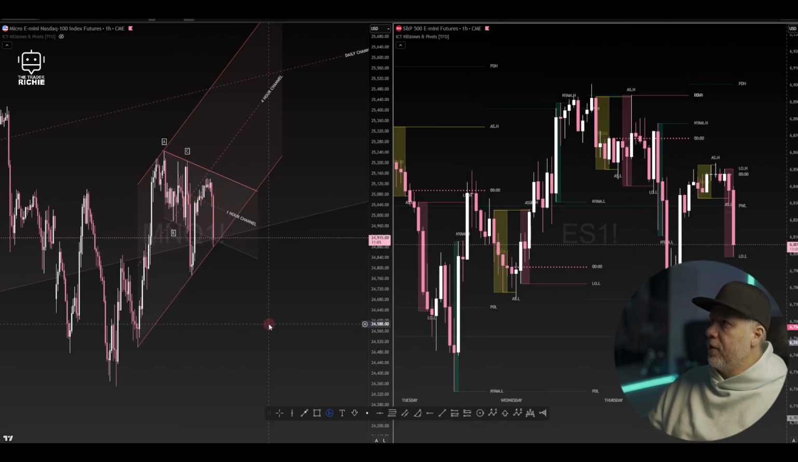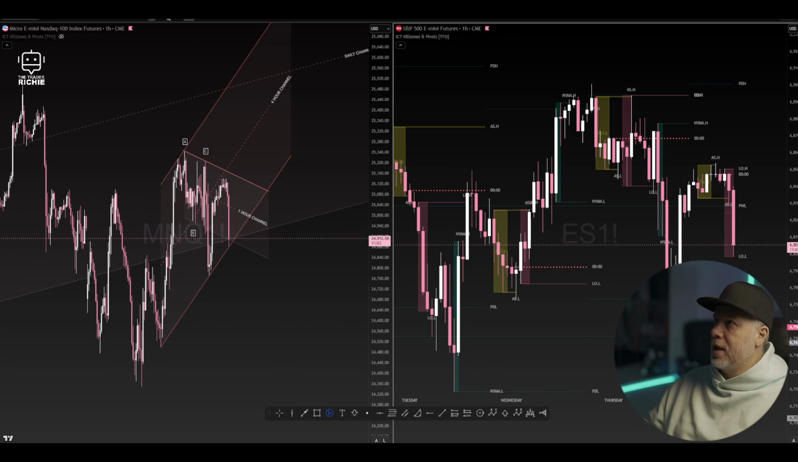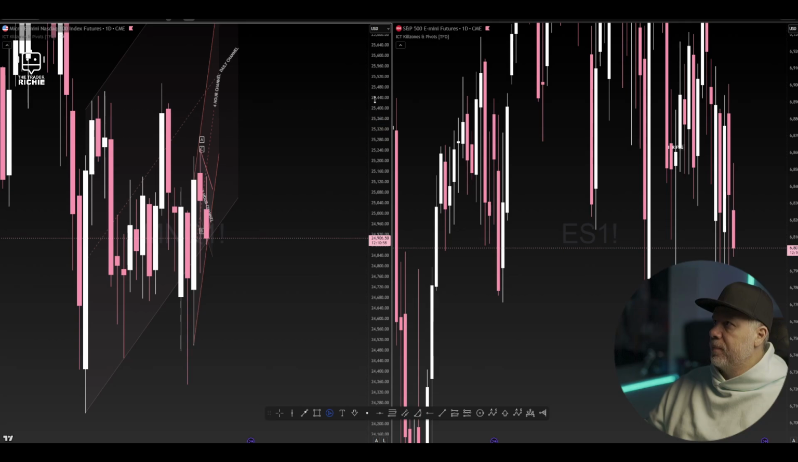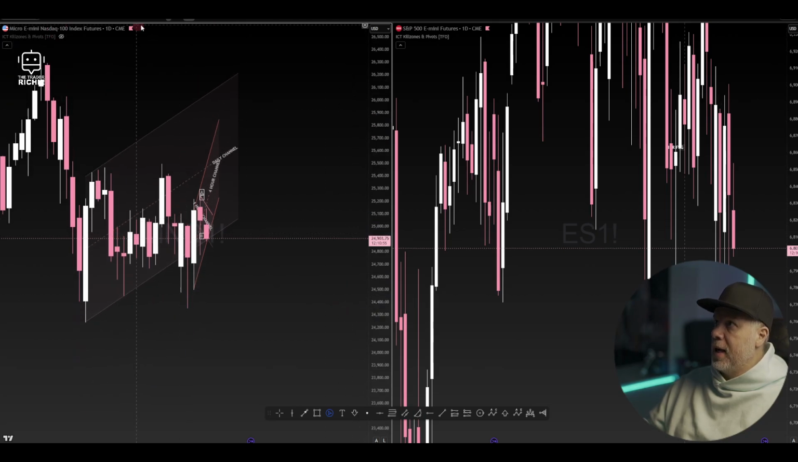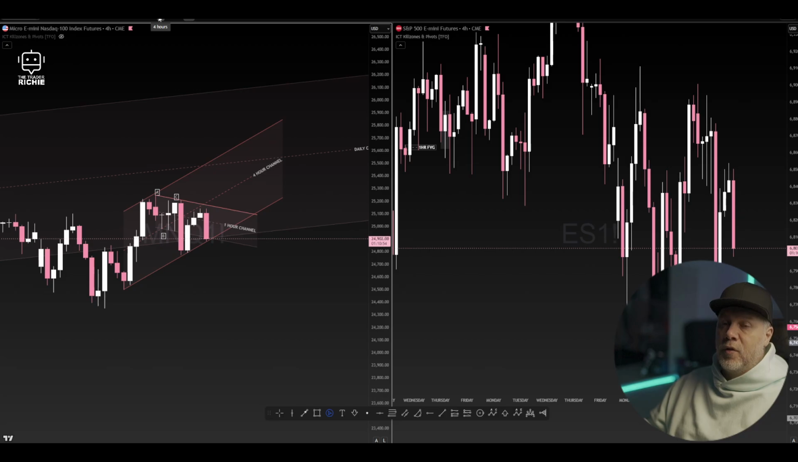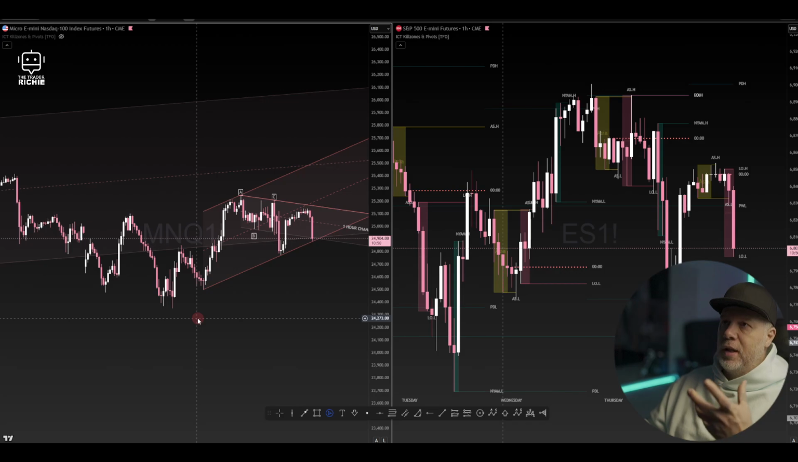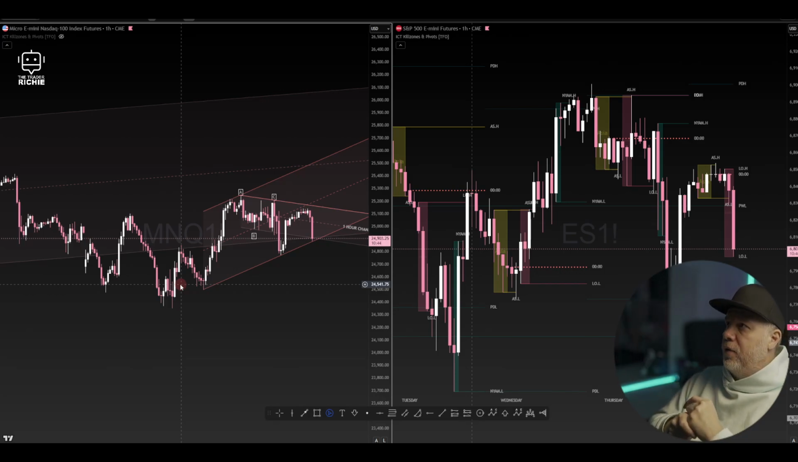What I do is I start on the daily every single day, and I go down from the daily to the 4 hour, and then I end up on the 1 hour. That gives me a really good perspective of, number one, the daily bias, and number two, what kind of trades I'm looking for. If my bias is bearish, I'm only looking for sell trades that day, and so forth.